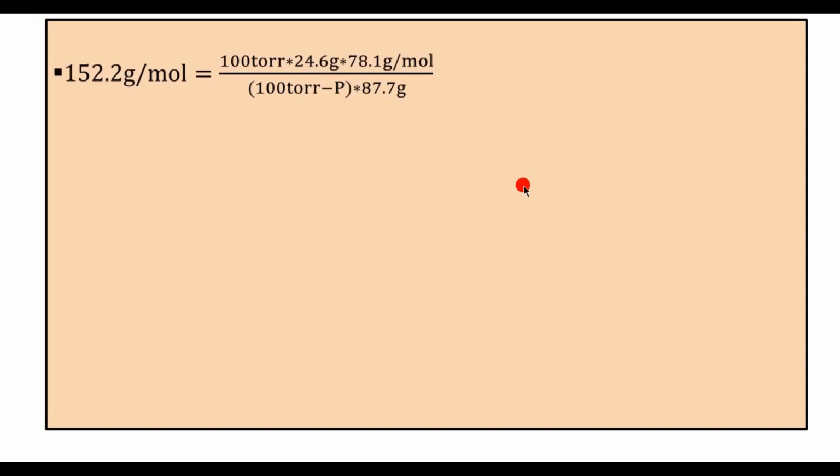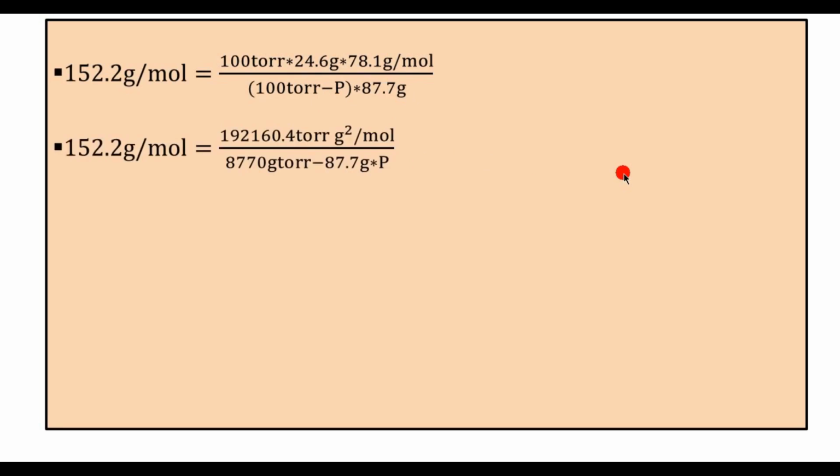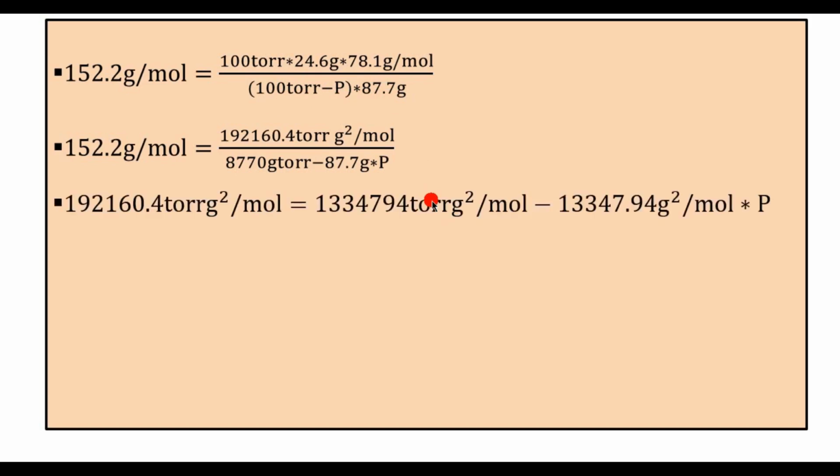Let's see, we can replace, and then we see that we need this P, that's the vapor pressure of the solution that we need to calculate. In this case, we can do different rearrangements. So you can multiply this one, this one, and this one, then you get this value. Here also, we multiply this one with this one, and this one with this one. So we get this one.